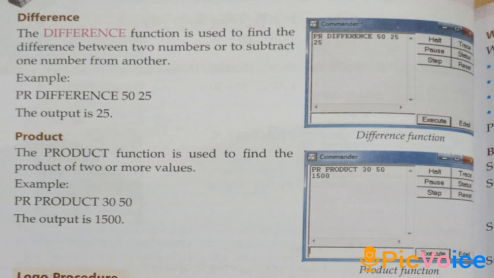Product. The product function is used to find the product of two or more values. Example, PR product 30, 50. The output is 1500.